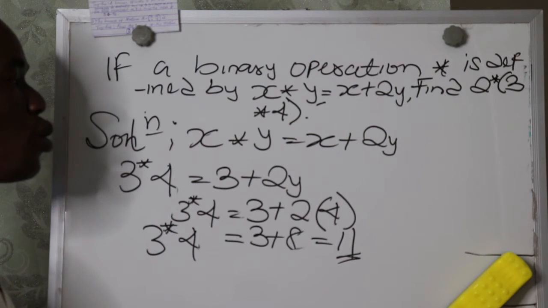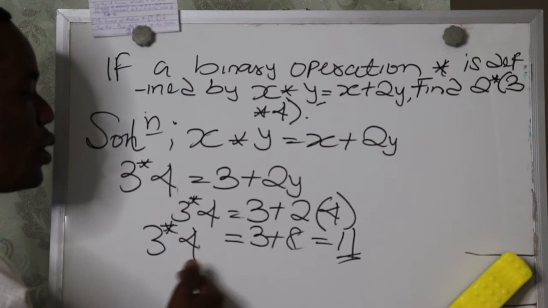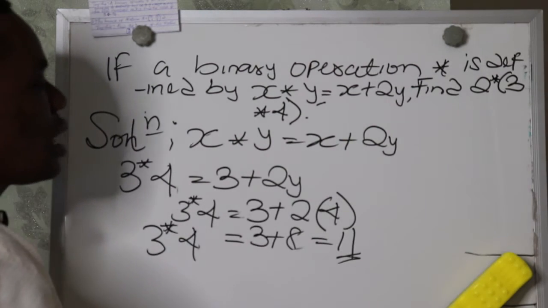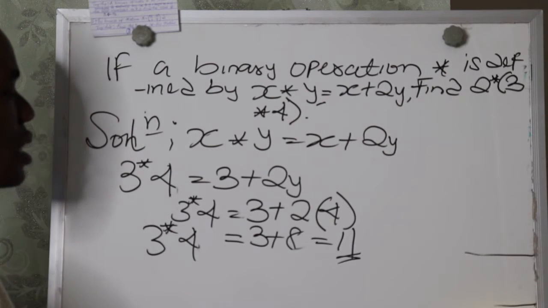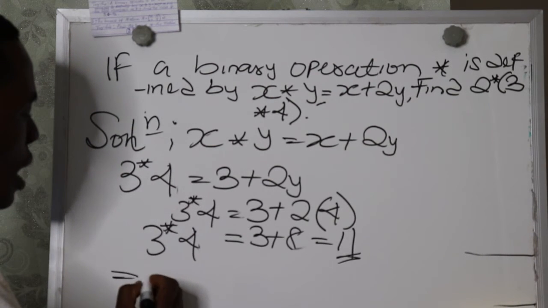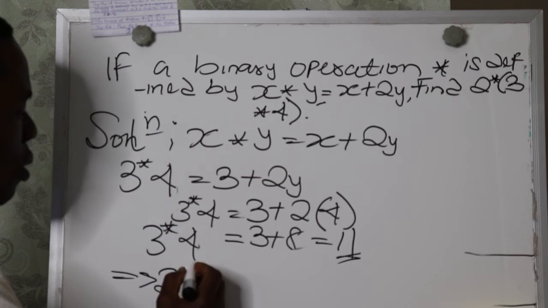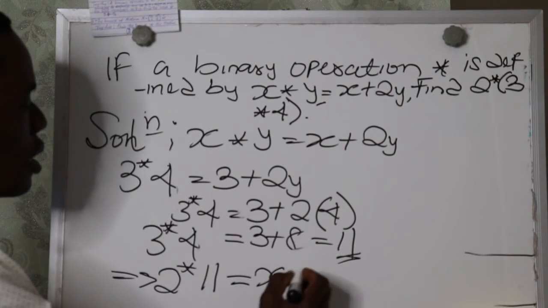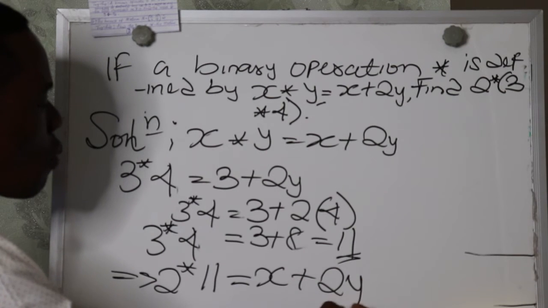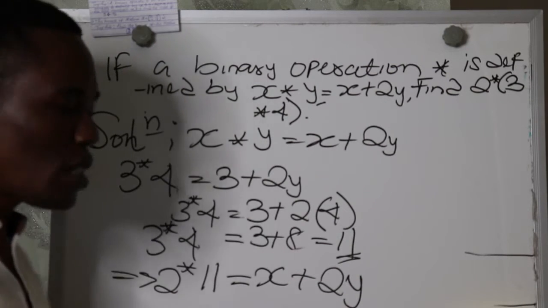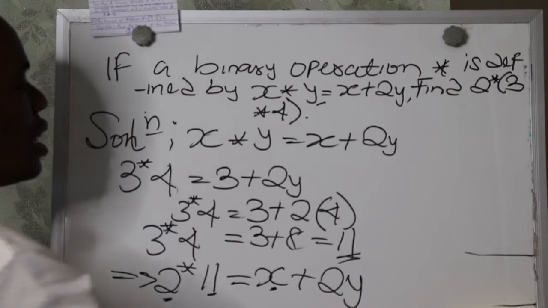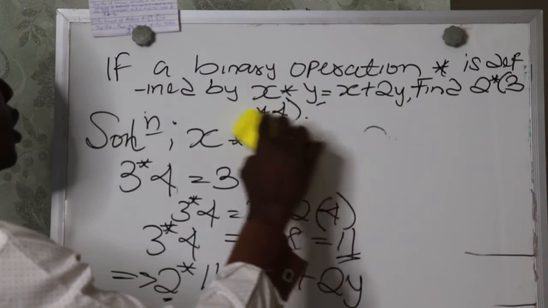Now, since we've gotten this 3 operation 4 to give us 11, we're now going to bring that into that equation. And if we bring that into that equation, we are now going to have 2 operation 11 equal to what? x plus 2y. Now in this situation, we want to say x is equal to 2 and then y is equal to 11.